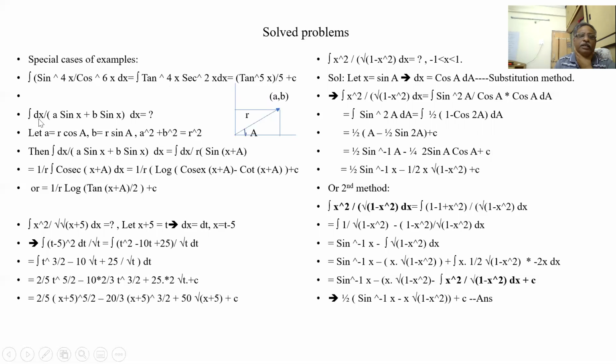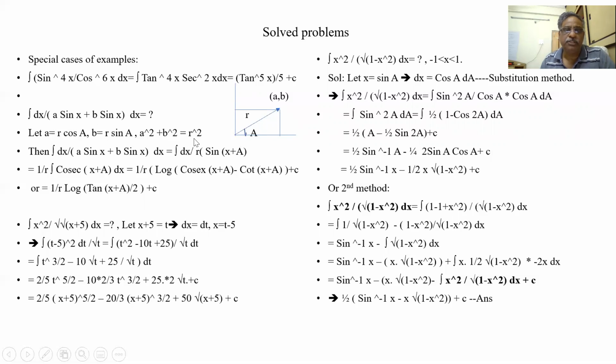So now integral dx by a sin x plus b cos x, dx is already given. Okay. Integral dx by a sin x plus b cos x. So let this be r, and let this be theta alpha. So a is r cos alpha, b is r sin alpha. So a square plus b square is r square.